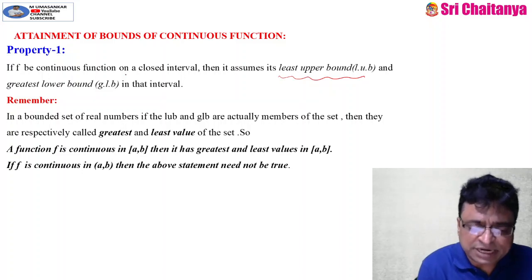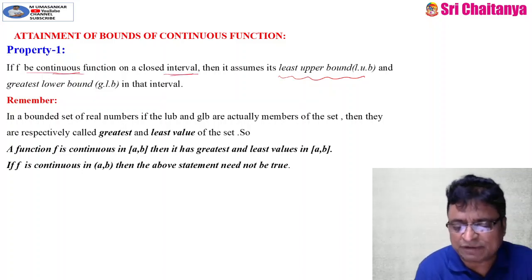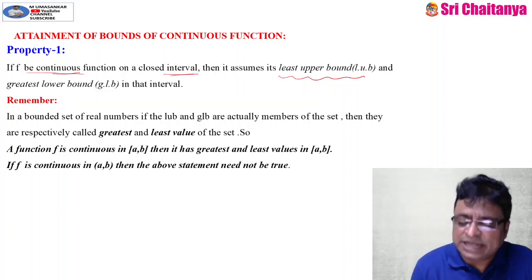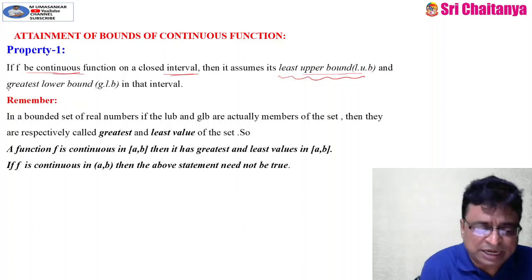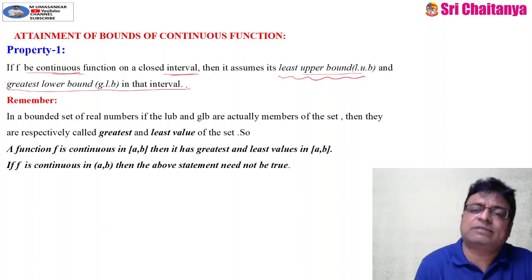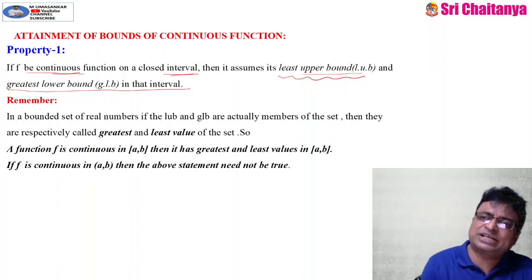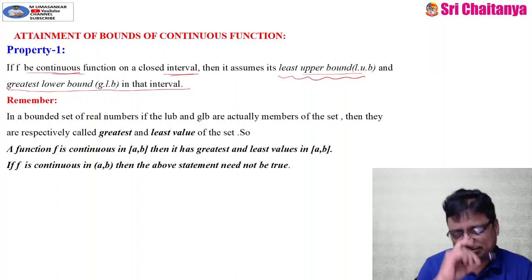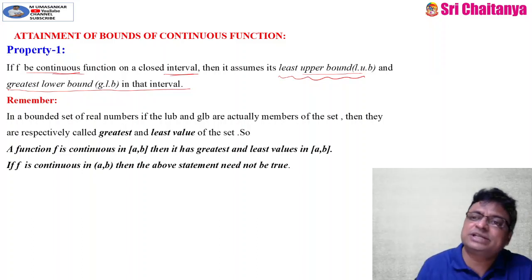If a function is continuous in a closed interval, then it assumes its least upper bound and greatest lower bound in that interval. What do you mean by least upper bound and greatest lower bound?